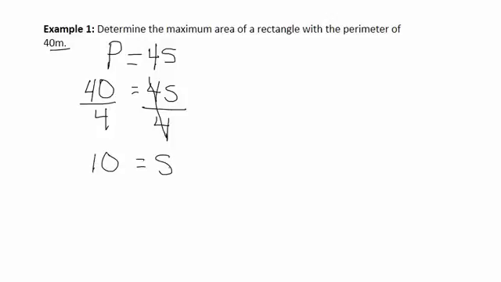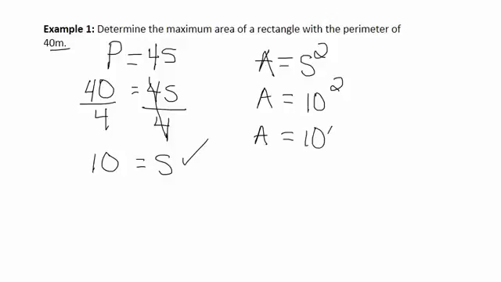Now that we know our side length, we can calculate the maximum area. From above, area is equal to the side length squared. So area is equal to 10 squared, just inputting this value here. And finally, area is equal to 100 meters squared. Therefore, the maximum area of a rectangle with the perimeter of 40 meters is 100 meters squared.